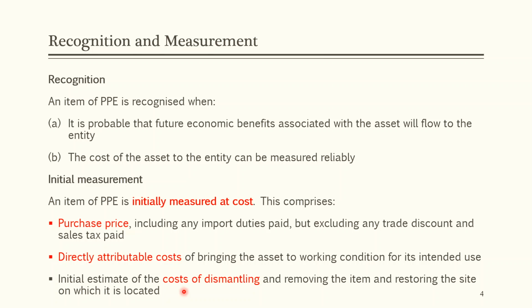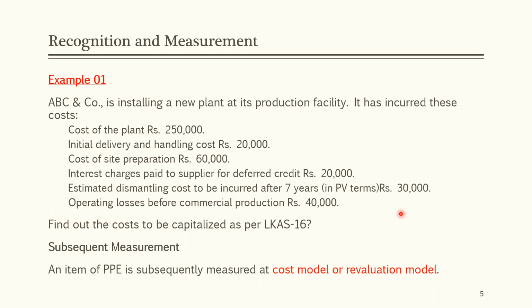That is what it tells here, cost of dismantling. So when determining an item of PPE, initially it is measured at cost. This cost comprises purchase price, directly attributable cost, and cost of dismantling. So let me do example number 1.